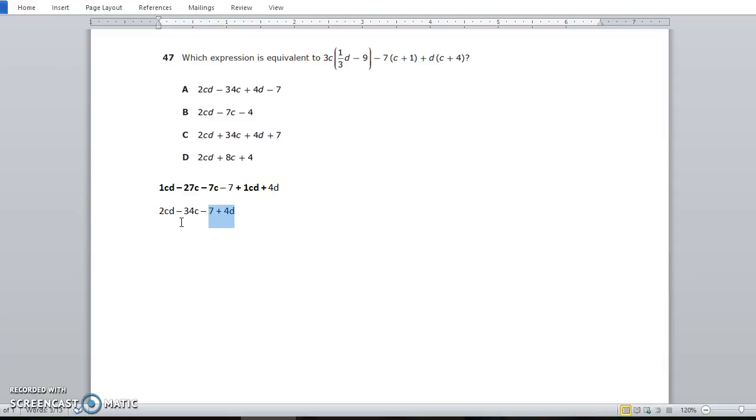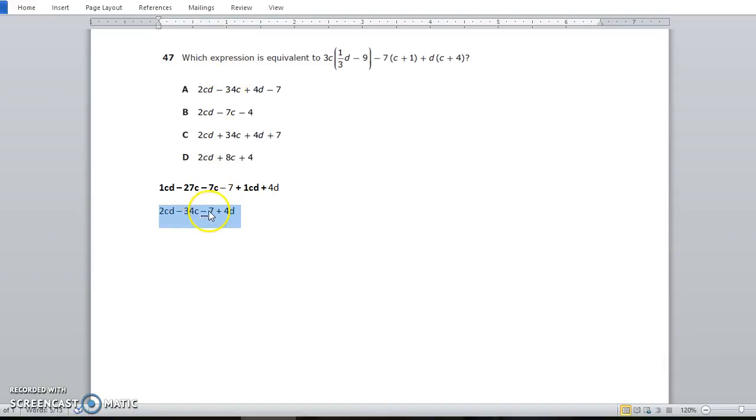So my answer, if I did this right, should look something like this. It might not be in the right order, but it should have the right signs. Positive 2cd. All of them have a positive 2cd, so that doesn't help. Minus 34c. Okay, this one is a minus 34c. None of the others do. So it looks like it's going to be A, but let's see if I did everything else correct.